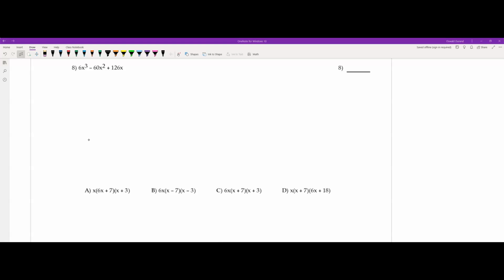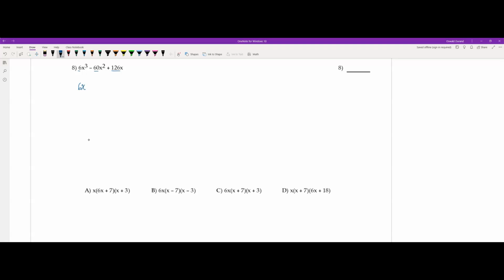It seems like 6 goes into all those values here. It is a factor of 126 because 6 times 21 is 126. 6 times 10 is 60, and 6 times 1 is 6. That's one of my greatest common factors. For the x variable, we want to make sure that we factor it out. So x to the power of 1, or just x, is my greatest common factor.